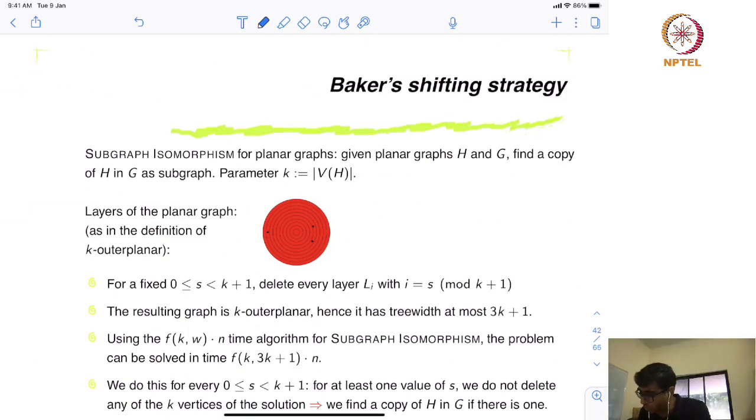So, we do this for every s, and for at least one value of s, we do not delete any of the k vertices of the solution, which implies that we will find a copy of H in G if there is one.